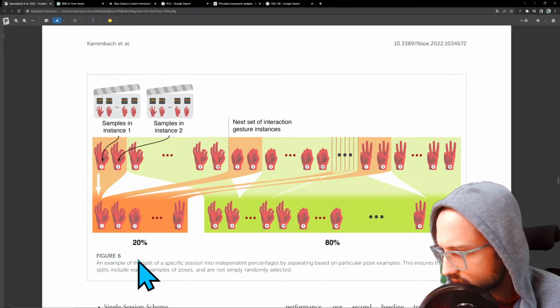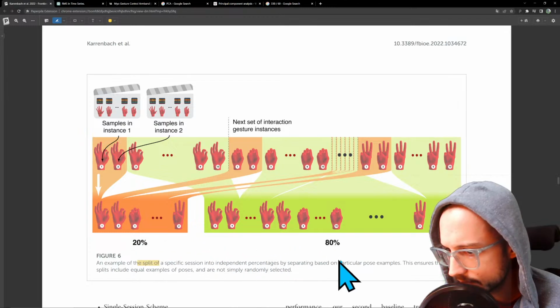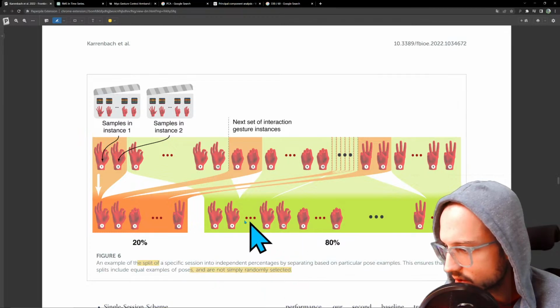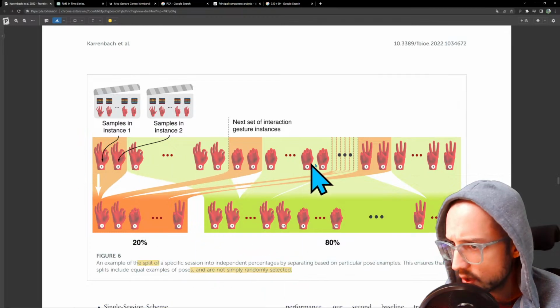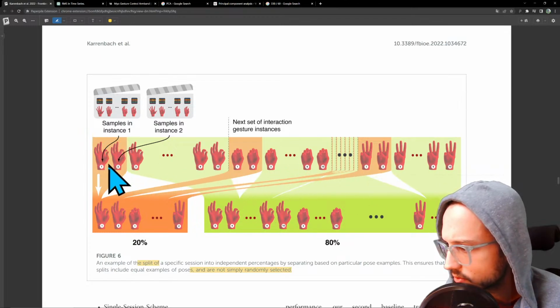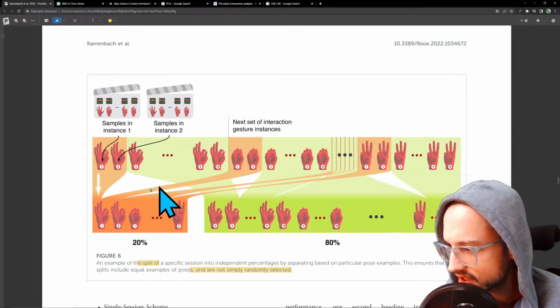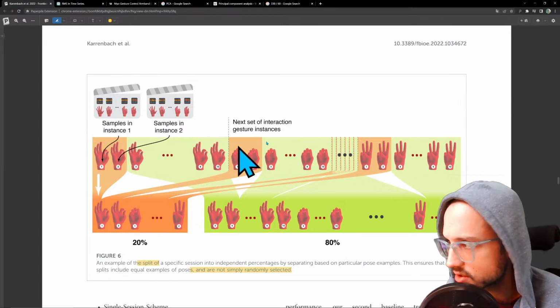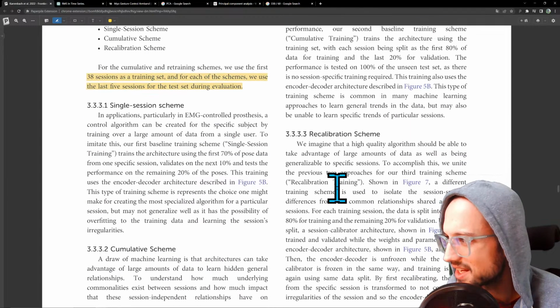So, example of a split, so a train test split. This ensures that splits include equal examples of poses and are not simply randomly selected. Okay, so basically you have a user, they're performing a bunch of different motions here, and you split it roughly 20% for testing, 80% for training, and it's split in such a way that you don't have things that are basically the same in both. So it's kind of a clever little splitting here. This is all kind of hand designed. Pun intended, I guess.